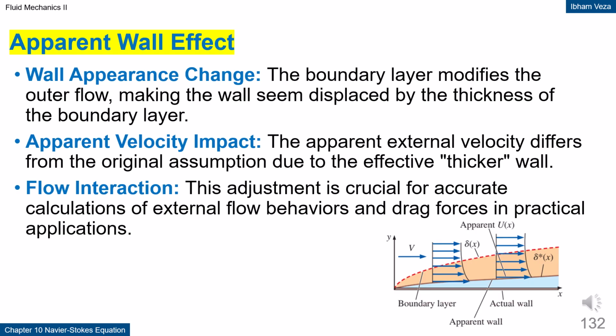Apparent wall effect. Because of the boundary layer, the wall effectively appears thicker to the outer flow. This causes the actual outer flow velocity to differ from the original assumption without a boundary layer. By accounting for the displacement thickness, this effect can be incorporated into the outer flow model. This approach is very important in drag and pressure distribution calculations. Conceptually, the boundary layer modifies the effective geometry of the body seen by the flow.